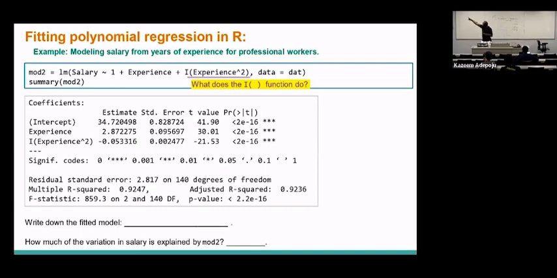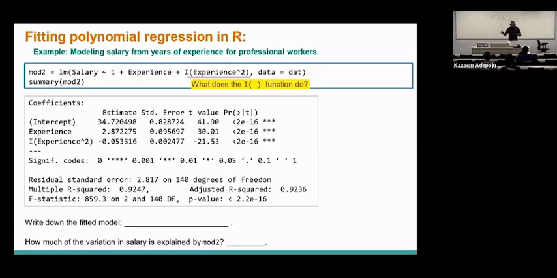Now, how do you write down the fitted model from that given scenario? How much of the variation in salary is explained? Anytime they ask you that question, you need to give them the value of the multiple R squared. You're going to multiply that by 100. How much of the variation out of 100%? It means out of 100% variation in salary, experience explains 92.47%. Take a look at that. That's a great one.